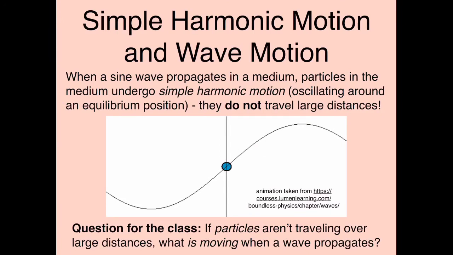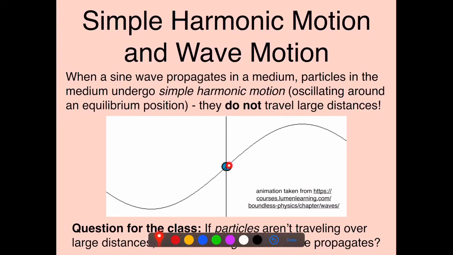Okay, so that takes us to the relationship between simple harmonic motion and wave motion. And the idea is this: if we have a sine wave propagating in some kind of medium, the particles in the medium are not traveling over large distances, okay? Instead, those particles are undergoing simple harmonic motion. That is, they're oscillating around some kind of equilibrium position. So to give you a more concrete sense of this, I'll show you an animation where we have a sine wave traveling to the right on a string.